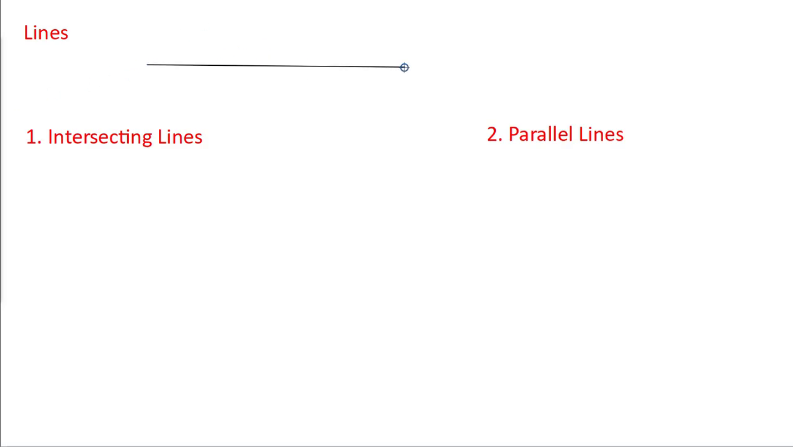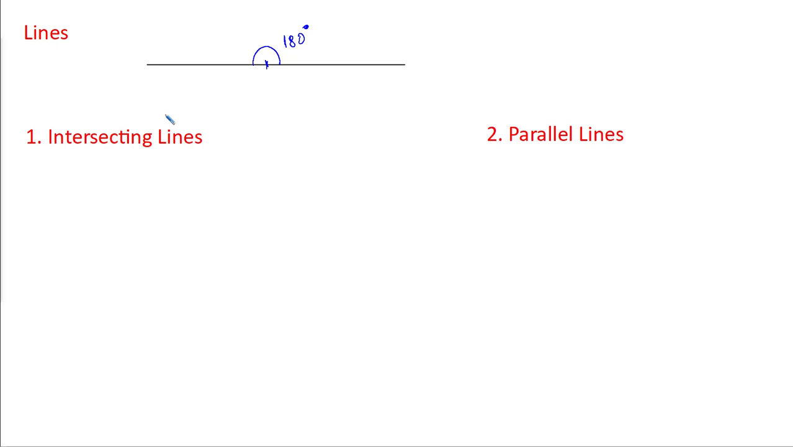Before we start with types of lines, tell me one thing. Let's say this is a straight line, and the measurement of this angle is going to be how much? The measurement of this angle is going to be 180 degrees. Now look here, there are two types of lines. First is intersecting lines and the second is parallel lines.